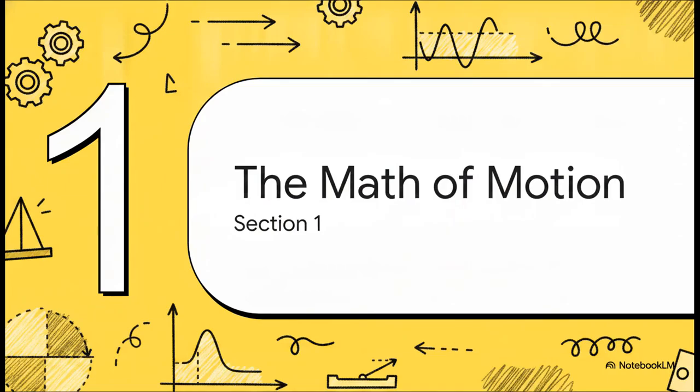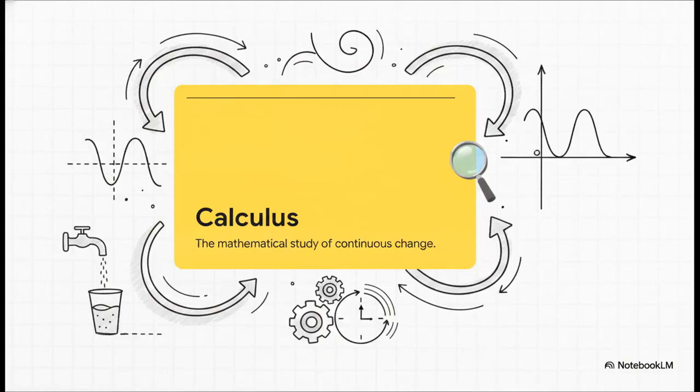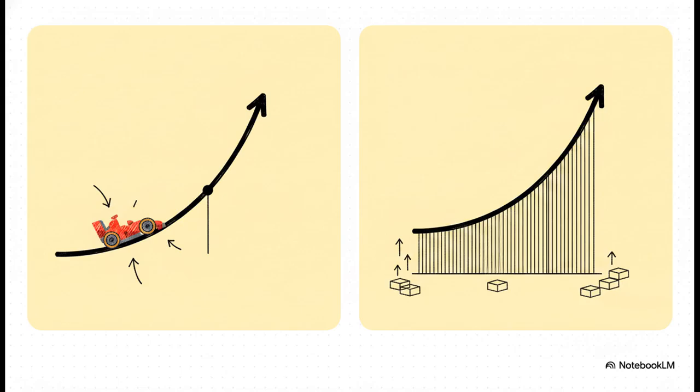Section 1. The math of motion. So if we strip this tool right down to the studs, the definition is actually surprisingly simple. Calculus is just the mathematical study of continuous change. It's basically the underlying language that lets us make sense of highly dynamic, ever-shifting systems, rather than just looking at frozen moments in time. And it brilliantly splits into two mirrored branches. Think of them as two sides of the same coin.